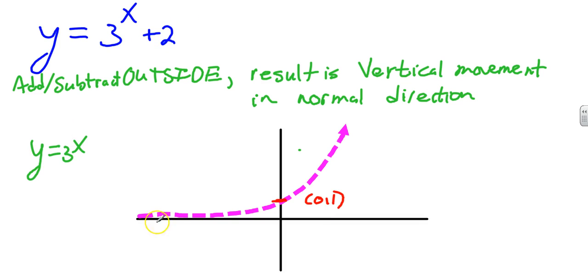All we're going to do is take this graph we have, and because of the plus 2, we're going to scoot everything up 2 spaces. So the blue line would actually be the actual graph. The y equals 3 to the x power, which is kind of what you think it would be, is the dashed purple line there.